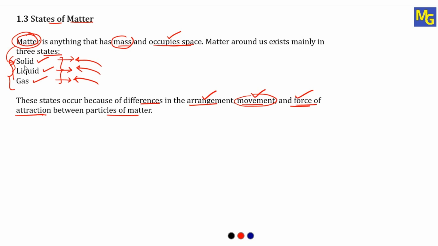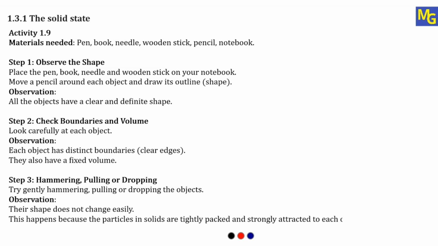In this video we are going to study the first one, that is solid, in detail. So now we are going to start with the solid state. The notes I have taken are all from the NCERT book itself, I have just expanded them a little to explain to you. We will study the solid state with the help of an activity called Activity 1.9. The materials required are pen, book, needle, wooden stick, pencil and notebook. We have to take all these materials.